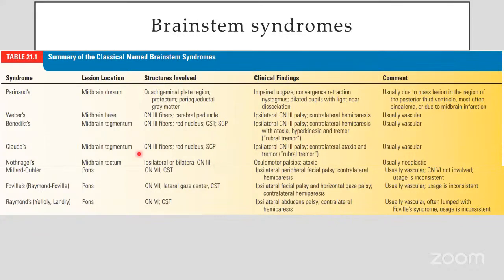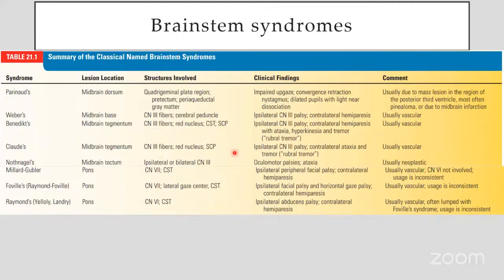And the Claude syndrome is similar to Benedict syndrome, although the corticospinal tract involvement is minimum to none. It results in similar ipsilateral third cranial palsy, contralateral ataxia, and rubral tremor. The major difference between Benedict syndrome and Claude syndrome is that the rubral tremor is much more prominent. In Claude syndrome, the ataxia and tremor are less compared to Benedict syndrome.